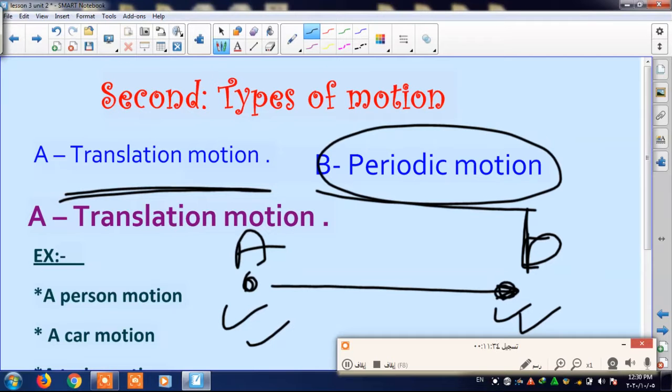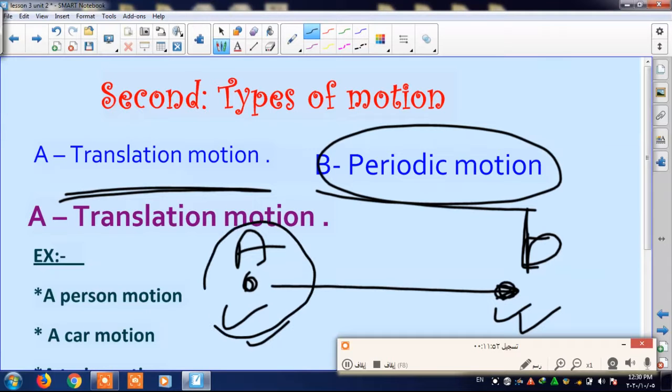Miss, can you give me an example for the translational motion? Yes, we have some examples like the bicycle motion, car motion, train motion, person motion, like the motion of the ball when the football player kicks it. Why?